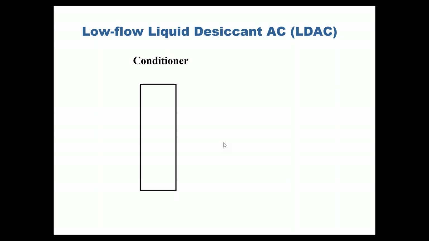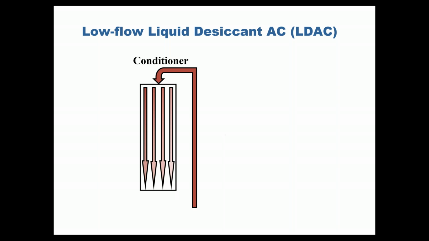We start with the conditioner side. It takes outside air and takes it into the conditioner. And then what we do is in that conditioner, we add a liquid desiccant. That desiccant flows down through the system, and what comes out is drier air. Pretty simple, huh? But now we need to describe the rest of the system.